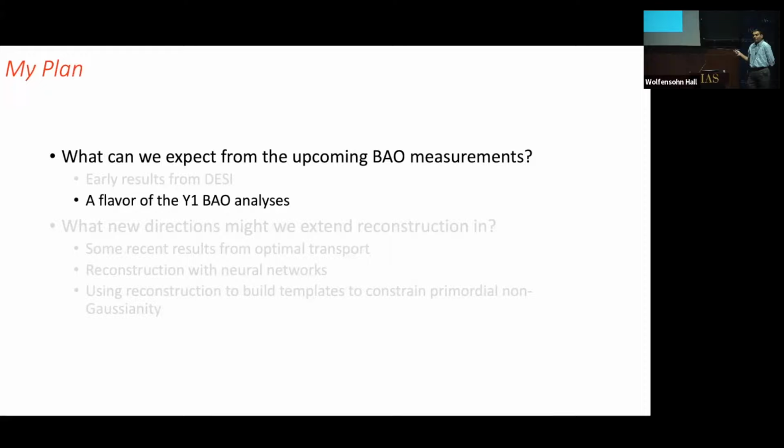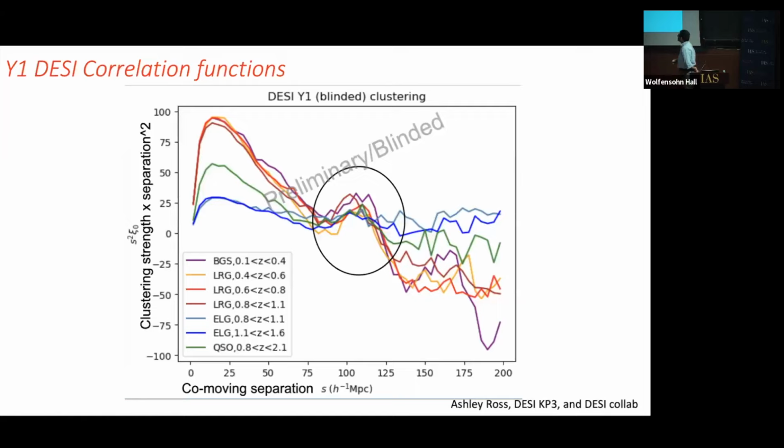Now, all of this is blinded data. So I will show you correlation functions, but the scales have been shifted around, so you can't try to read any cosmology directly off these figures. Here are the year one correlation functions from the bright galaxy sample, the luminous red galaxy sample, now split into multiple redshift bins, the emission line sample, as well as the quasars. These are pre-reconstructed samples. I'll show you the post-reconstructed correlation functions in a second.